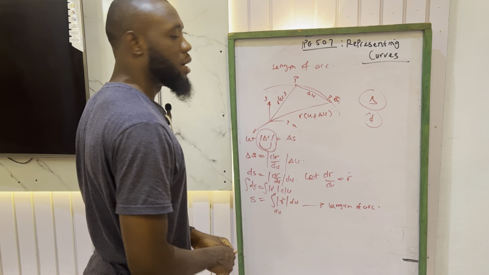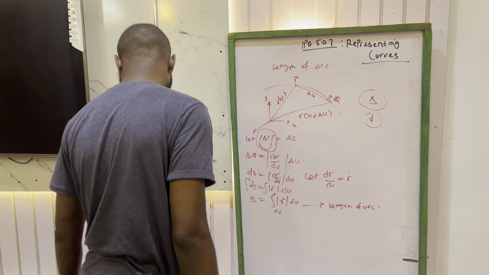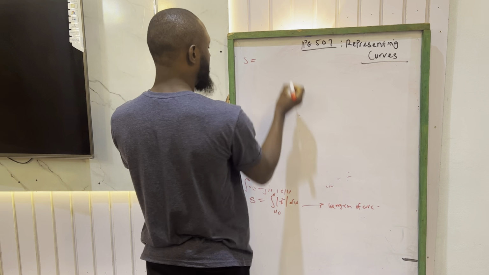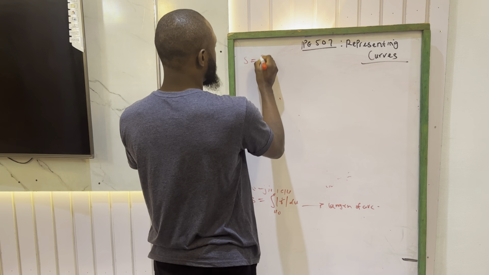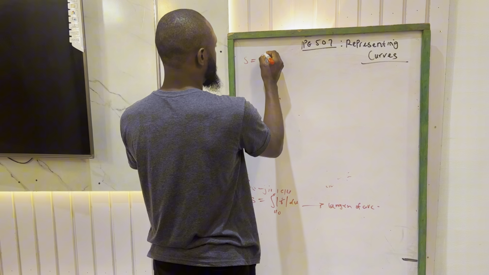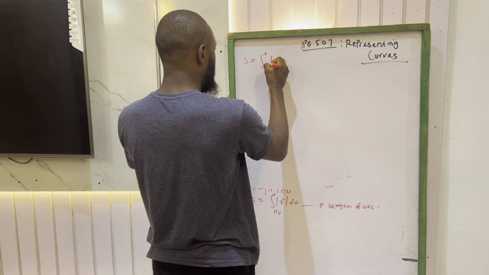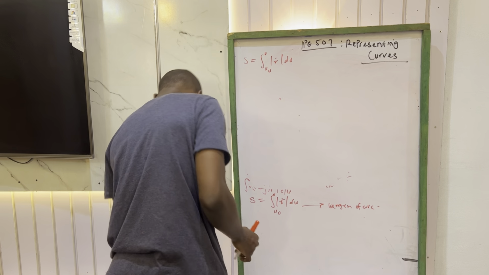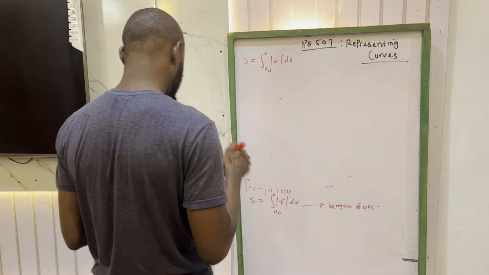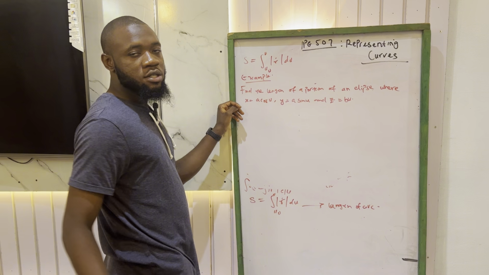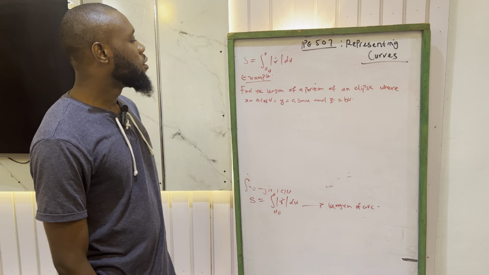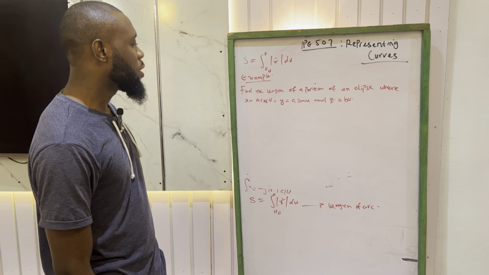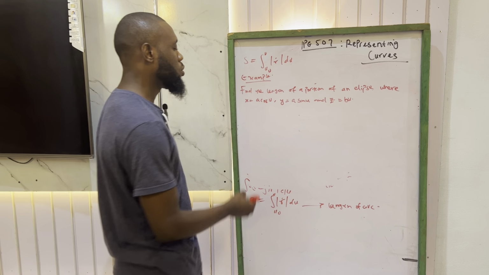So let me take an example on that. Let's write what we have: the integral from u naught, the initial value, to the final value, of the R du, du. So this is the formula for length of arc. Let's consider an example. Find the length of a portion of a curve where x equals a cos u, y equals a sin u, and z equals b u.